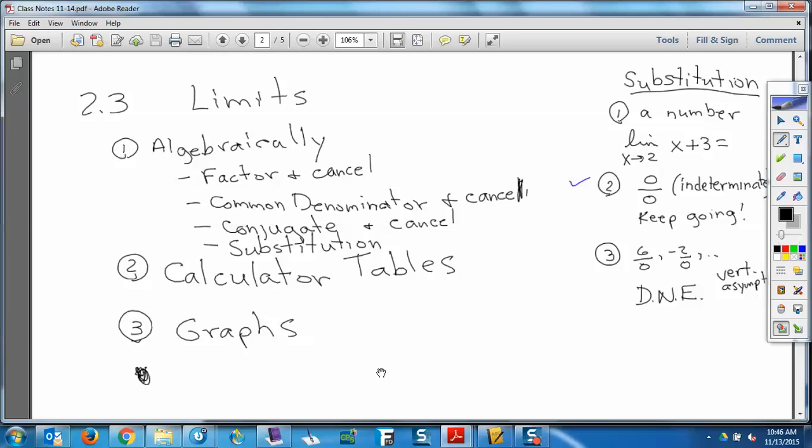Right? When you do the graphs, it's really easy to do a limit on a graph because all you care about is where the car is going, where the cars meet. If they don't meet, it doesn't exist. So when you look at a graph, limits are probably their easiest.